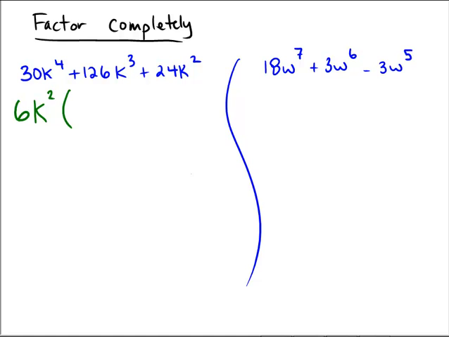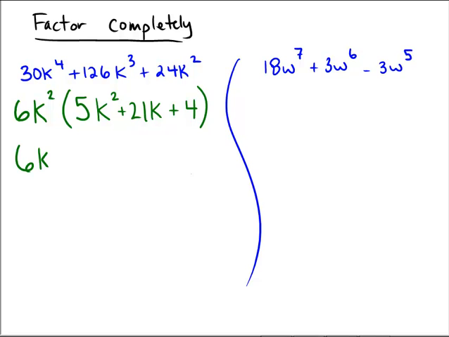Well, 30 divided by 6 leaves me with 5. We had 4 copies of k, I took out 2, so I'm left with k squared. 126 divided by 6 would be 21, so I got 21, and we pulled out all but 1 copy of k, and then on the end we pulled out 6. 24 divided by 6 is 4, and all of the k squared was pulled out, so we're done with that one. But not done with the problem, right? We're done with pulling out the GCF.